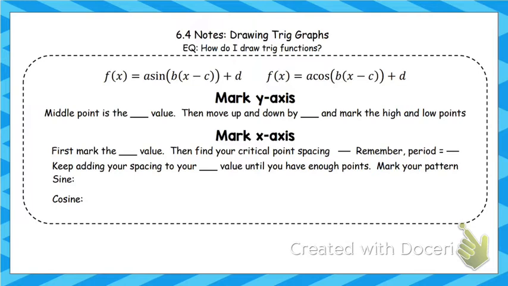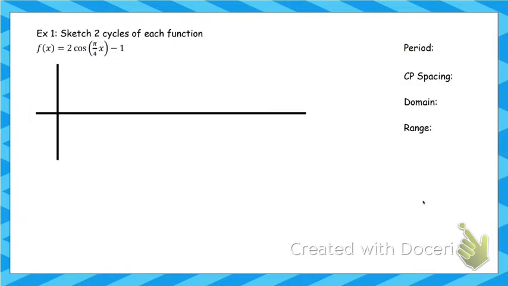So let's go ahead and actually draw some of these. Again, the first thing we're going to do is mark the axis. All right, so we'll start by marking the y-axis. That one's a little bit easier. The first thing I'm going to mark is the middle y value. That's your vertical shift. So in this case, I'm going to go ahead and mark -1.